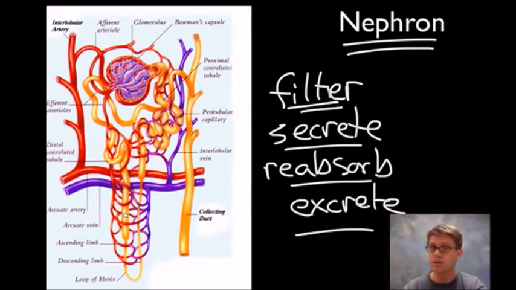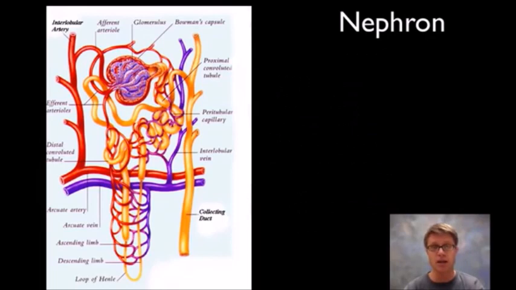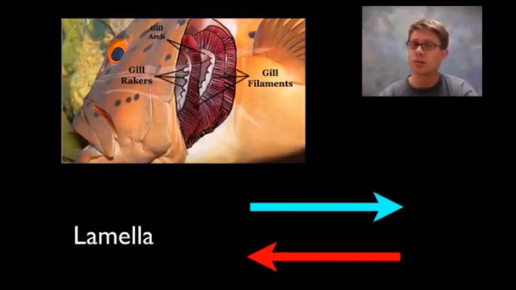So what are we transferring? Right here we're transferring large things that we want to get rid of or large things that we want to keep. And it doesn't work unless we have this close contact between those tissues. So again, another hug. The last one I want to talk about is countercurrent gas exchange.